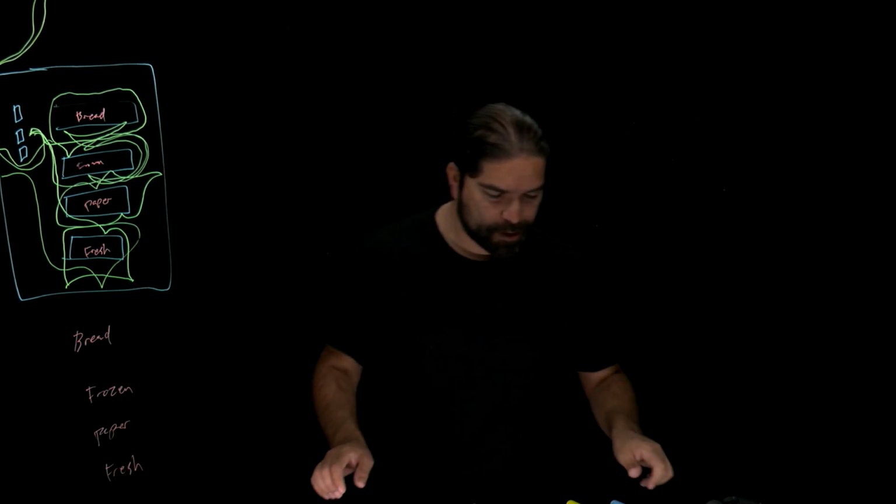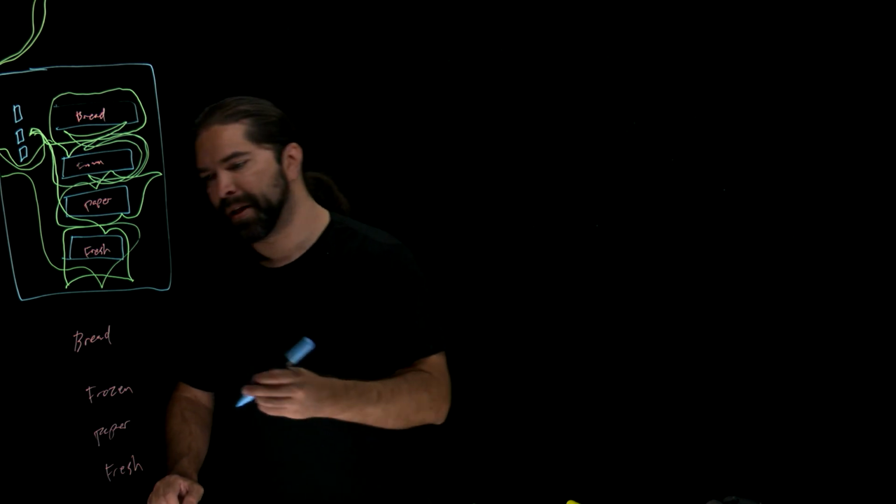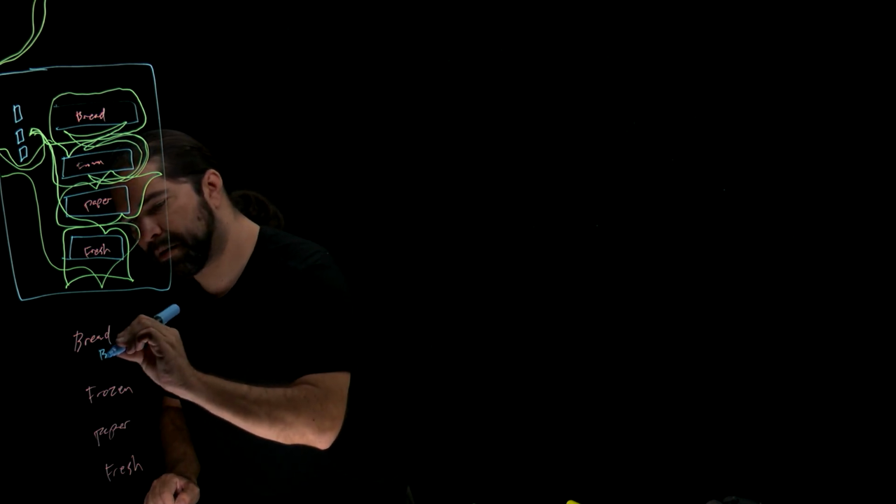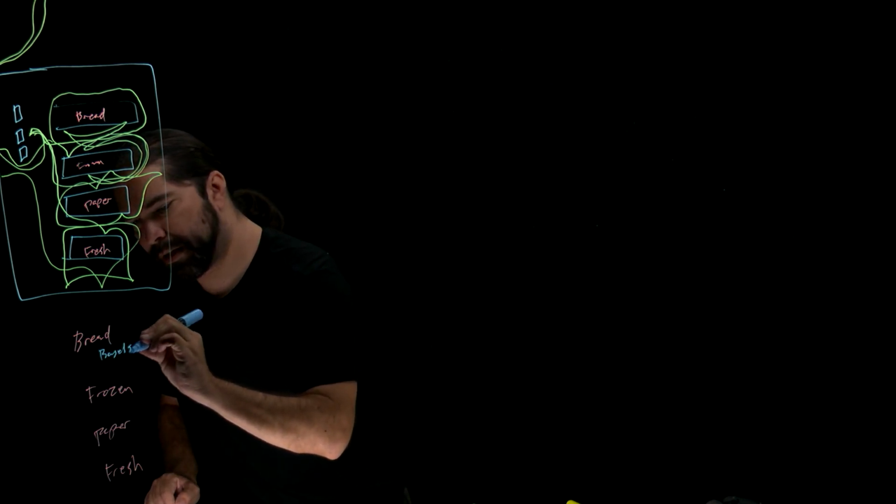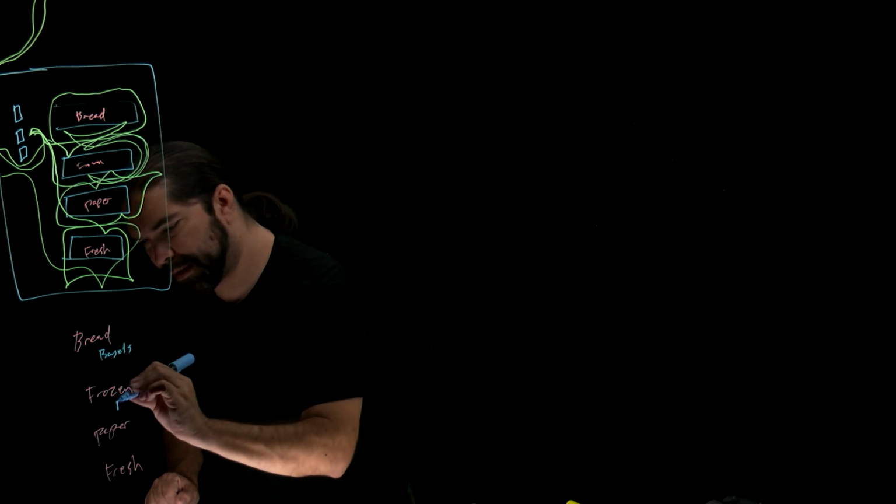So when I go to make my actual list, I'll take my pen and I'll say bread. Oh, I need bagels. What else do I need? I need frozens. I need peas and carrots.